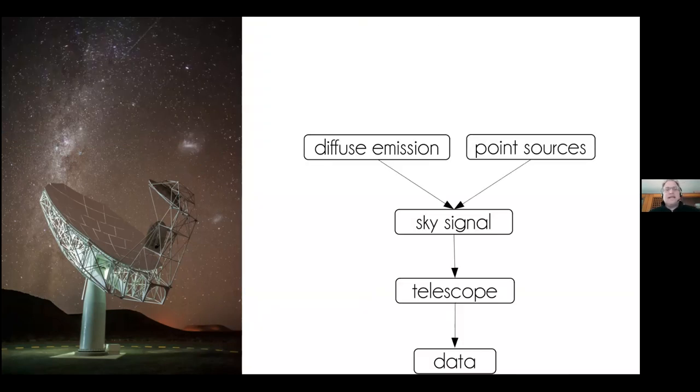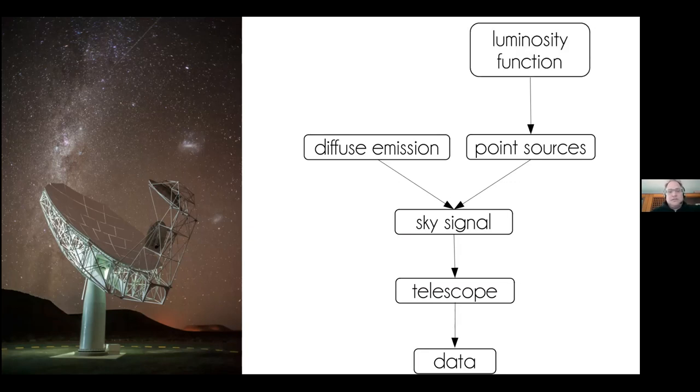For example, we say the sky is composed out of diffuse emission and point sources. That should be our model. In reality, the sky is more complex, but let's see how far this takes us. Now we have an even larger problem. Now we have to reconstruct two skies, one of the diffuse emission, one of the point sources. So we have to say what we mean with diffuse emission and point sources in order to take these two components apart.